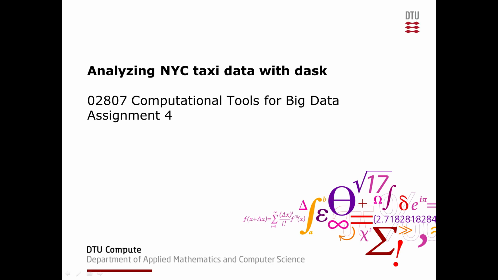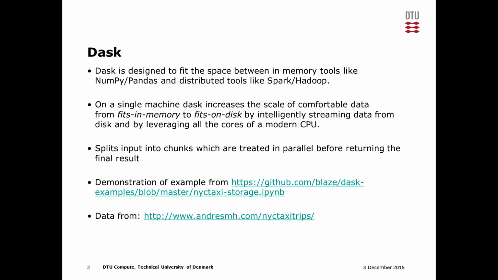So in this video I'll be analysing New York City taxi data with Dask. And Dask is a Python module designed to fit the space between in-memory tools like NumPy, Pandas, and distributed tools like Spark and Hadoop. So when data gets a bit too big for one machine, but it's still not massive enough to justify using Spark, then we can use Dask to increase the scale of comfortable data, from fits in memory to fits on disk. It does this by splitting the input into chunks which are treated in parallel before returning the final result.